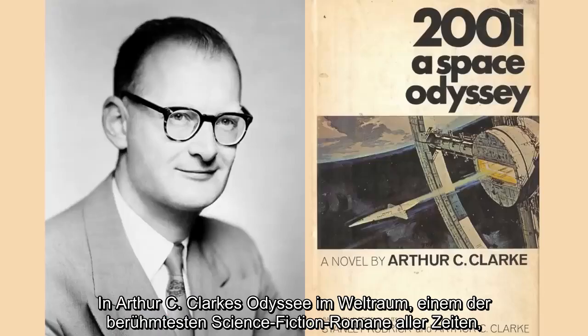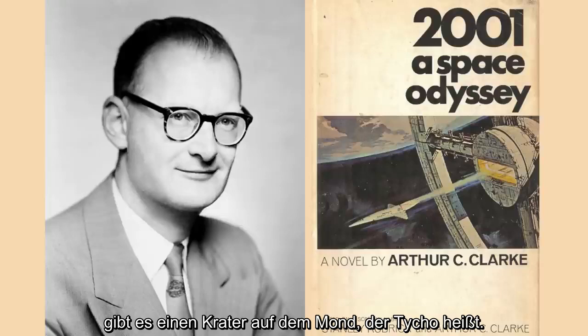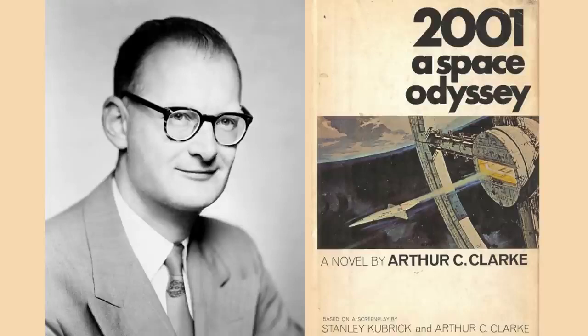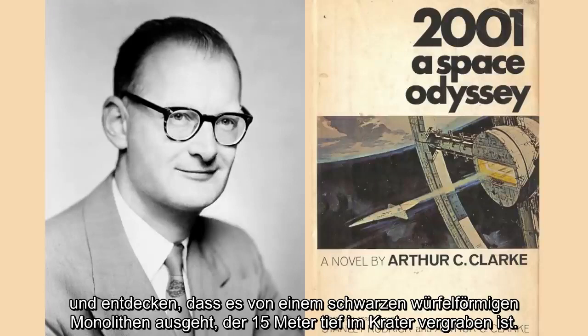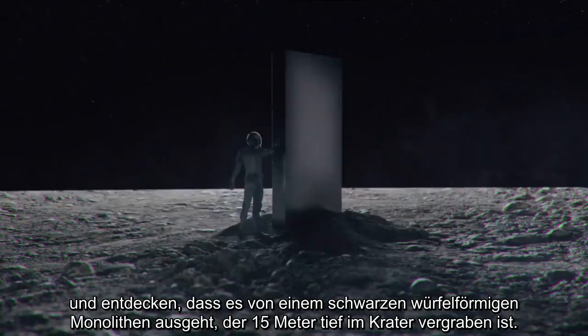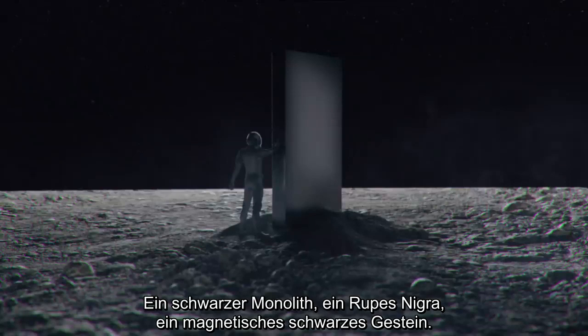Arthur C. Clarke's Space Odyssey, one of the most famous science fiction novels of all time, features a crater on the moon named Tycho. In the novel, scientists find that there is a strong magnetic field emanating from the crater and discover that it is coming from a black cube monolith buried 15 meters within the crater. A black monolith, a rupus nigra, a magnetic black rock.